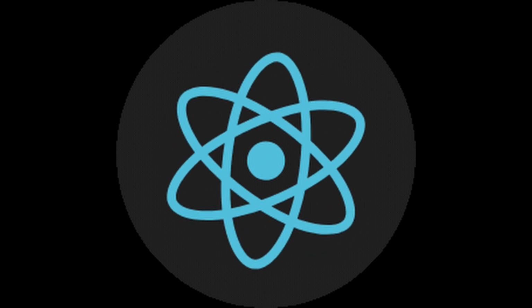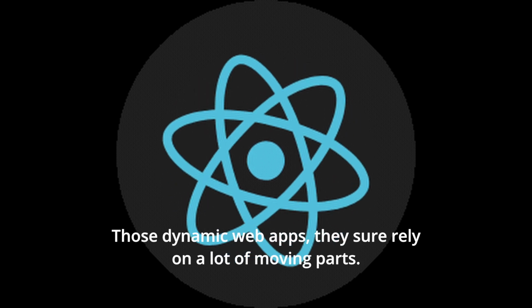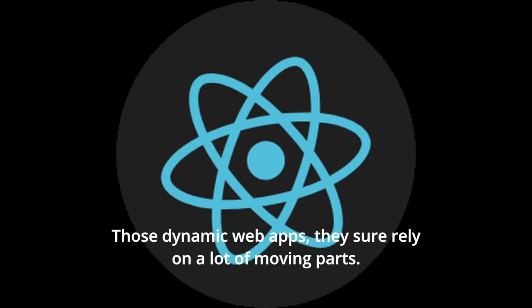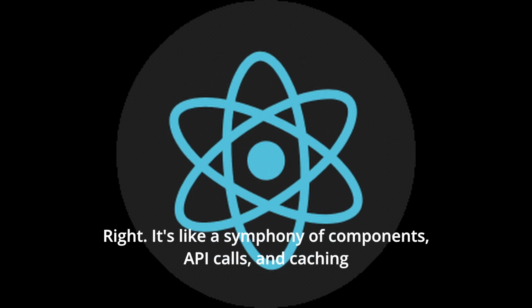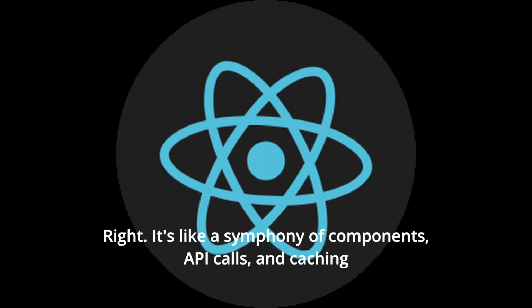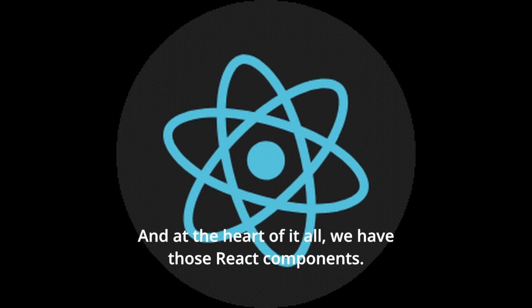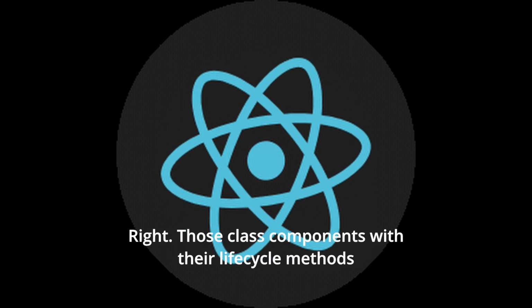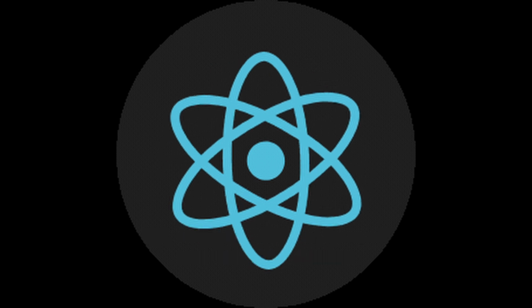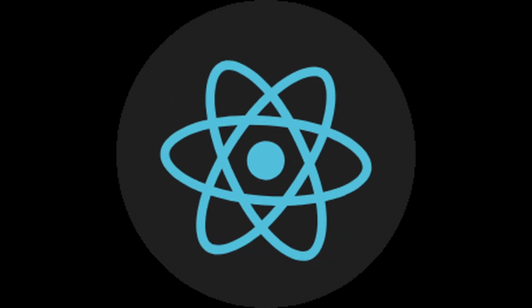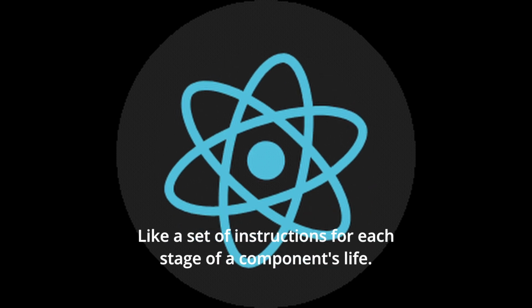Sounds like a plan. Those dynamic web apps, they sure rely on a lot of moving parts. Right. It's like a symphony of components, API calls, and caching mechanisms all working in harmony. And at the heart of it all, we have those React components. Right, those class components with their lifecycle methods controlling how they behave at different stages. Like a set of instructions for each stage of a component's life.